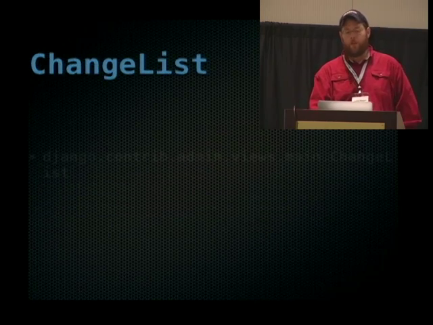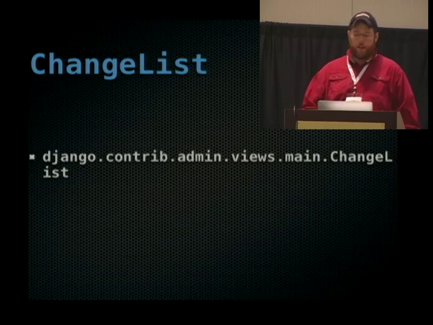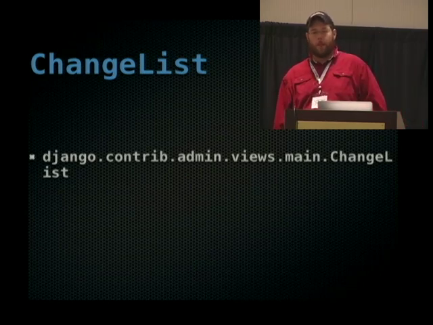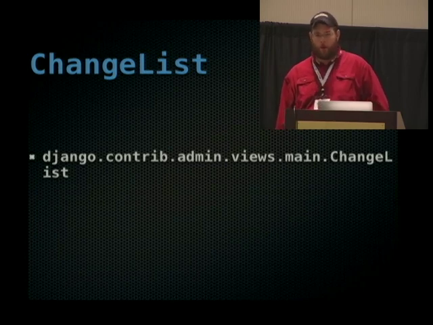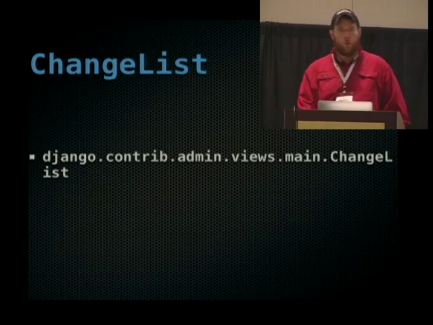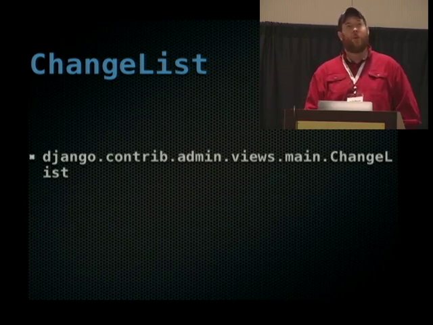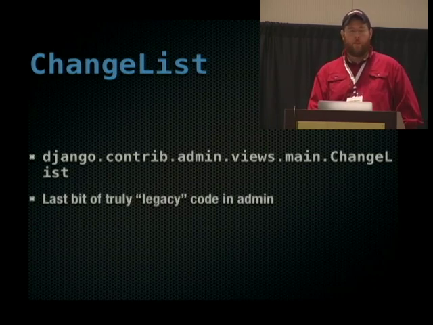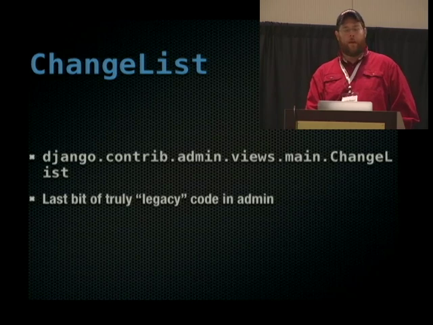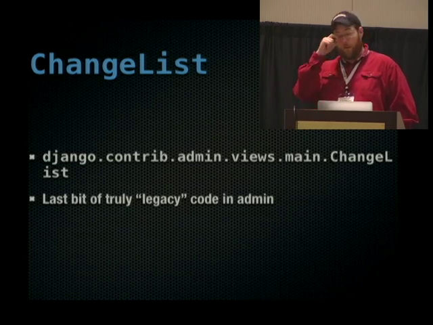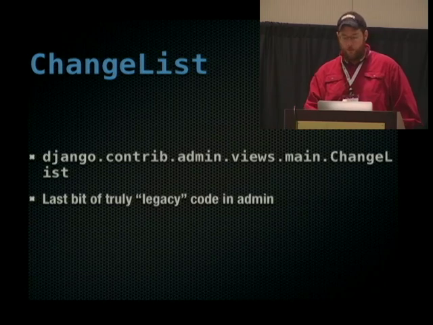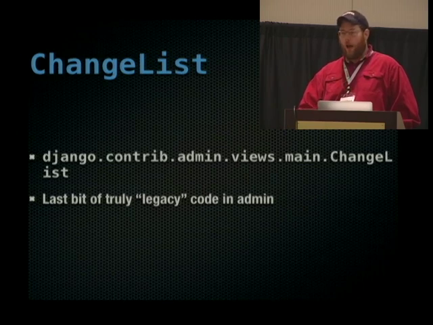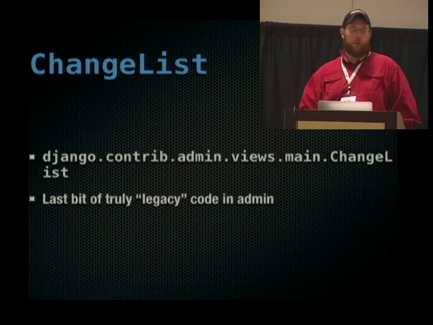And if you've ever looked at this, this is the scary one. django.contrib.admin.views.main.ChangeList. The fact that it's there tells you that it's not part of ModelAdmin. This is code that goes back to about 2007, maybe 2006. It is the last bit of truly legacy code in the admin, which is kind of funny because it was originally part of something called newforms-admin back the first time we refactored it. ChangeList is a gigantic, scary class. Whenever you are looking at a list of objects in the admin, you are looking at a change list.